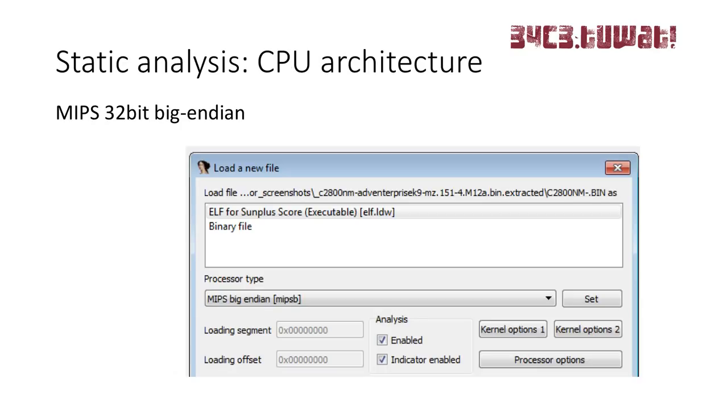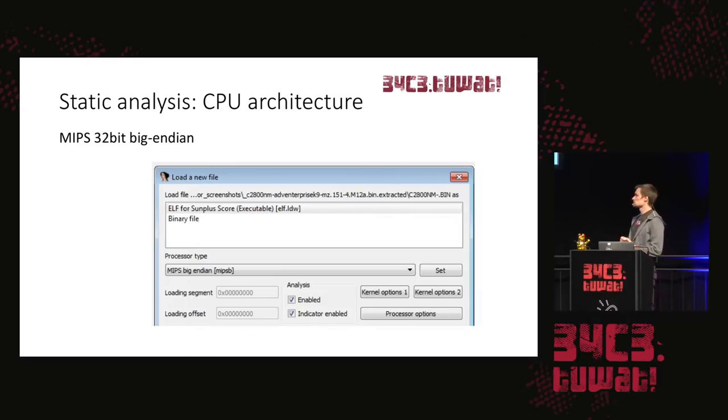You load the result of unpacking with binwalk into IDA Pro. You have to change the processor type to MIPS 32-bit big endian. And we know that this is MIPS because we saw the registers. Registers tell us that it was indeed MIPS architecture.